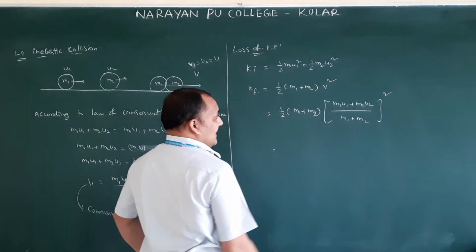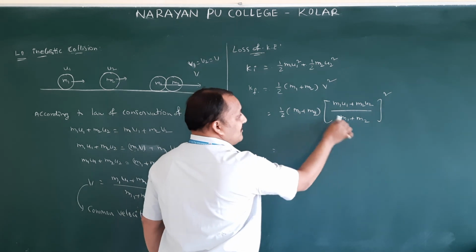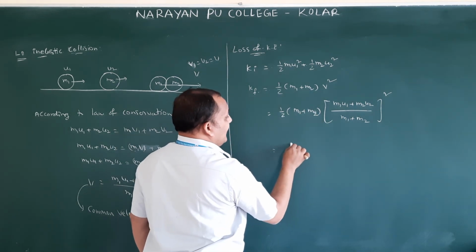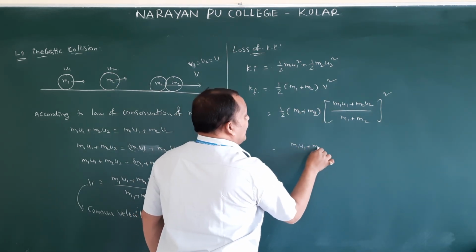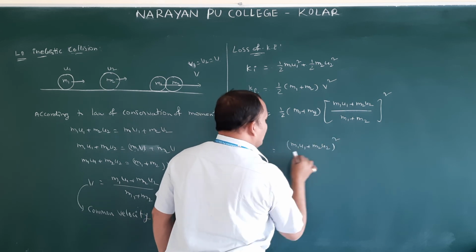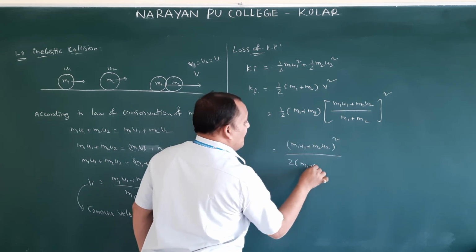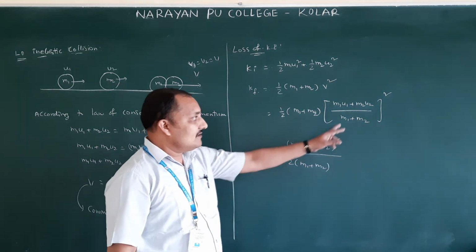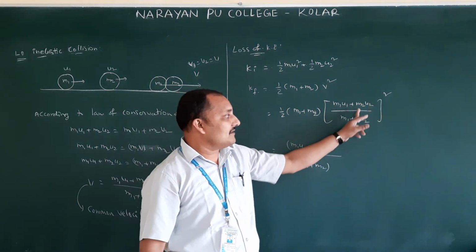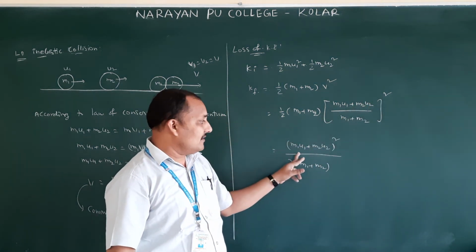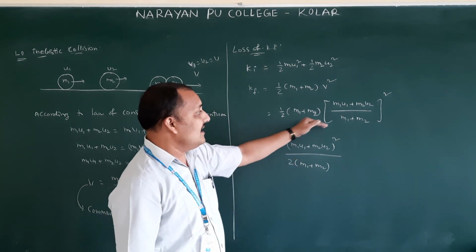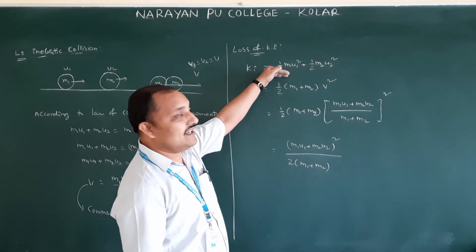So if you want to expand this, one M1 plus M2 will be cancelled. Then what you will be getting? (M1 U1 plus M2 U2) whole square by 2 (M1 plus M2). So this square is there for this one and this one, one square will be cancelled here. Therefore, remaining is this. This is the final kinetic energy. This is the initial kinetic energy.